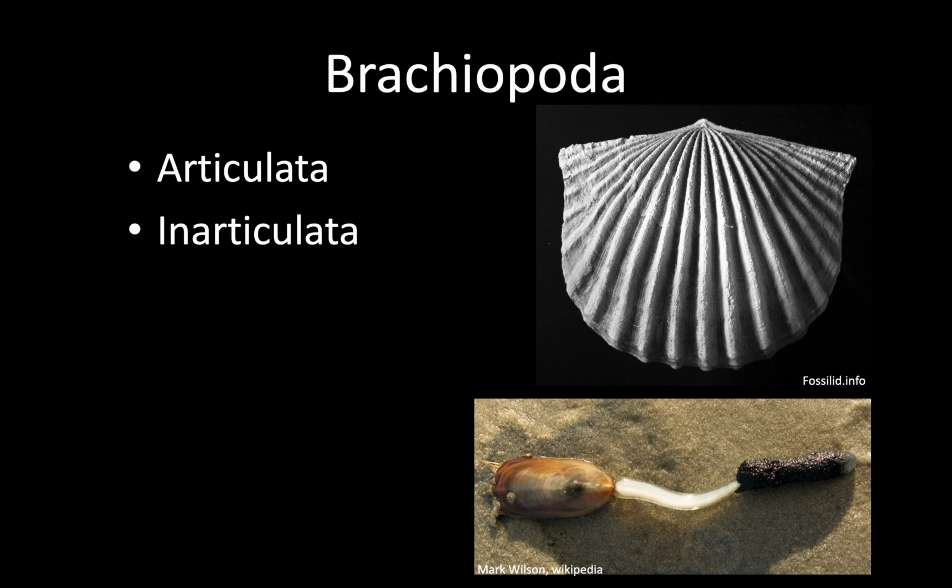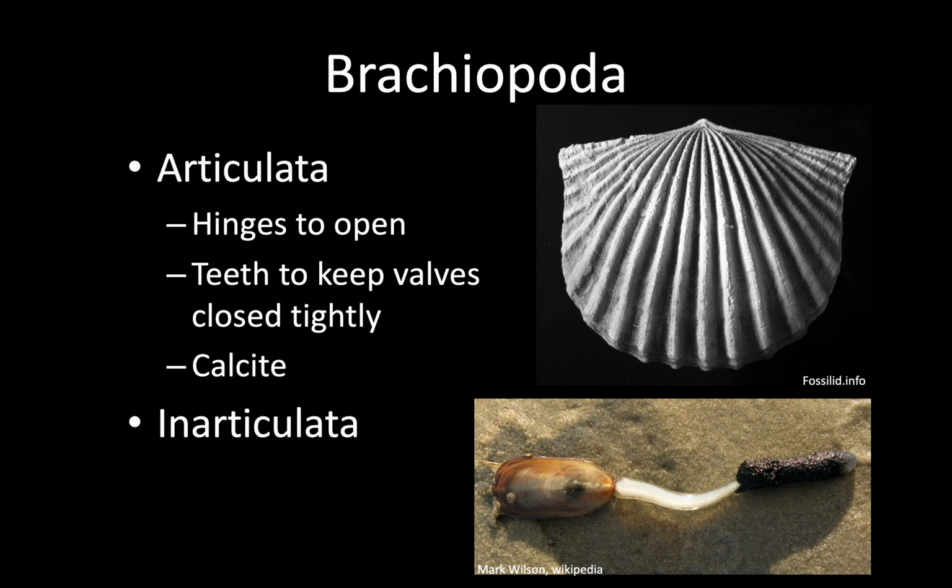The articulates are going to be the much more common fossils. Inarticulates, as you can see from this bottom picture, are still alive today. This is a modern organism. The articulate ones are much more diverse than the inarticulate ones. So the differences between them are that the articulates have hinges. That's what they're articulated. That's where the name comes from. They have hinges to open and close.